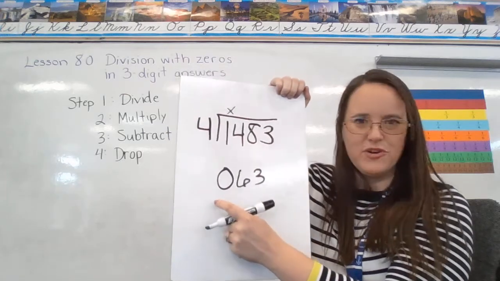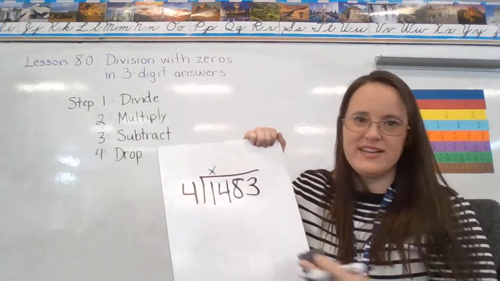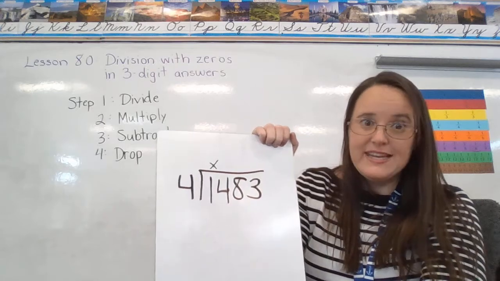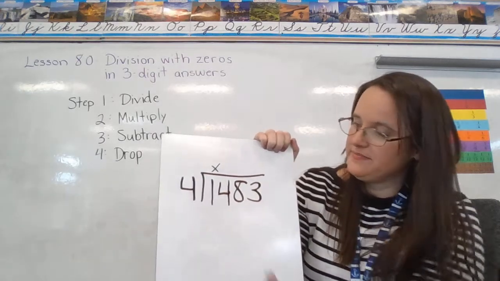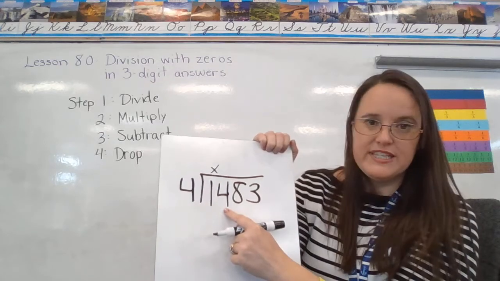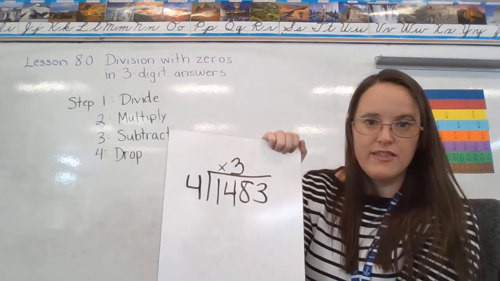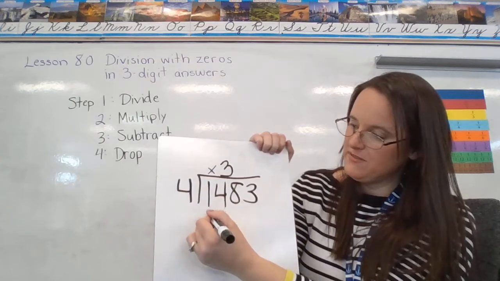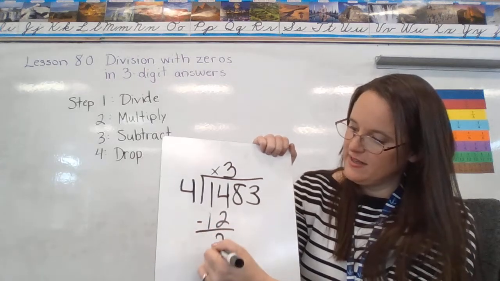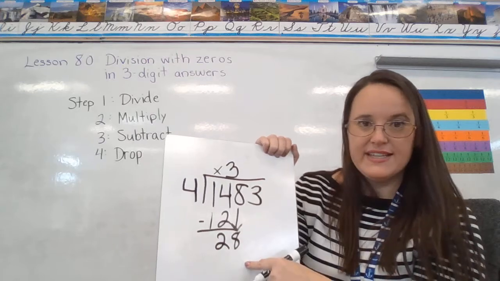We don't put zeros in front of a number, so I like to keep it an X just so that I don't have that unnecessary digit. But a 0 is fine, and it would serve the same purpose. All right, so 4 doesn't go into 1. Does 4 go into 14? Yes. How many times? 3. 3 times 4 is 12. We subtract, we drop our next digit, and now we have 28.